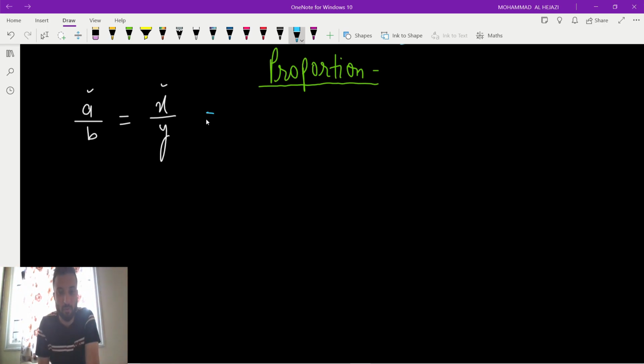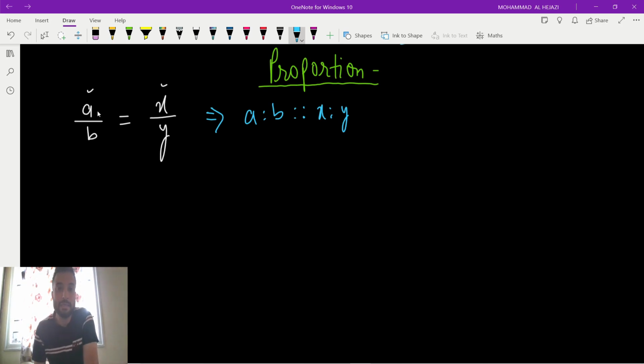And how will we write the proportion? See, we will write a by b means a is to b, already we have studied, that is the ratio. Then x is to y is another ratio, and for the equal sign we have to give four dots. So this is a is to b ratio, x is to y ratio. These two ratios are equal to each other, so that is called a proportion.